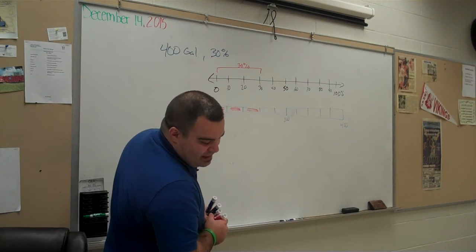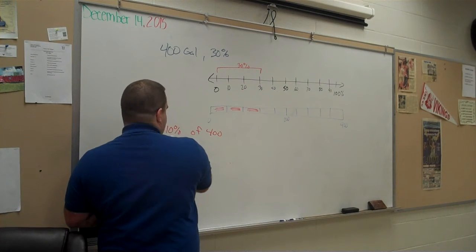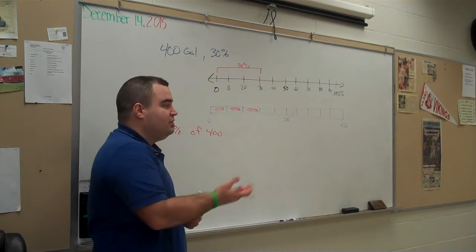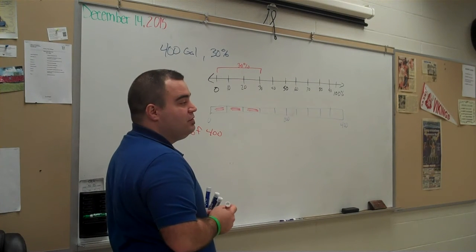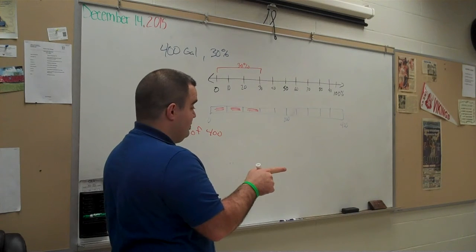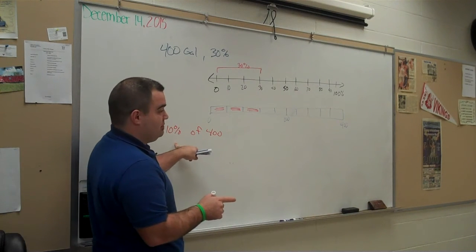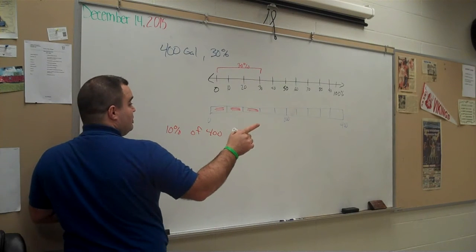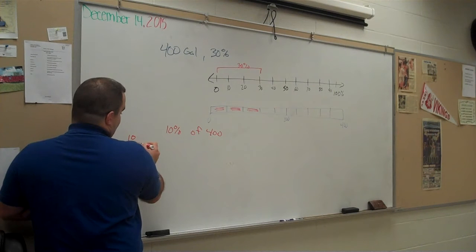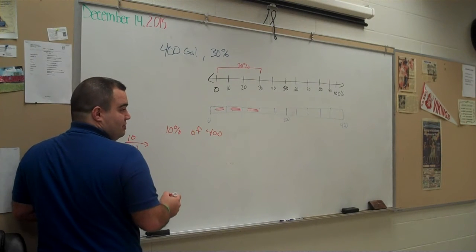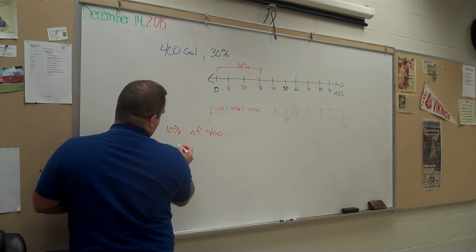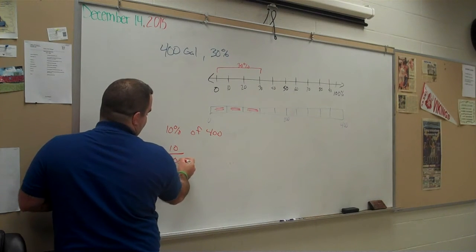So, in order to find 10% of 400, we need to change the 10% to a fraction. And we did this last week. So 10 over 400. Not 10 over 400. 10%. 10 over 100. A percent is always over 100. We could reduce that. Well, let's not reduce it yet. Let's just go 10 over 100.